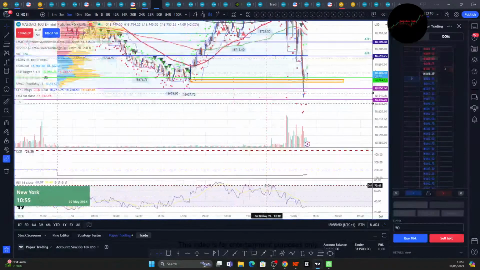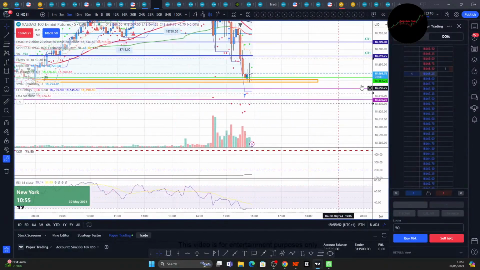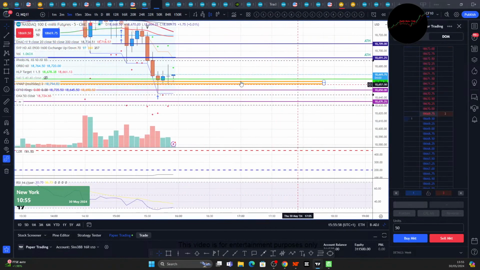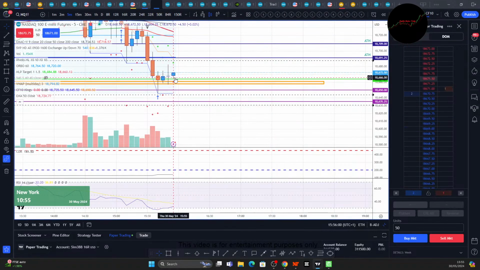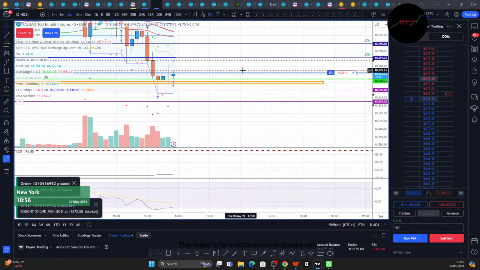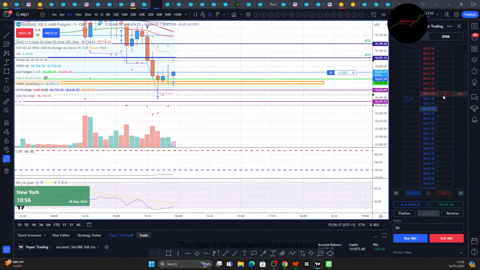Let's see. Thinking of taking a long though. Definitely thinking about taking a long. Came down, based out. Let's go long. Around the previous highs. Let's place a target around 82.